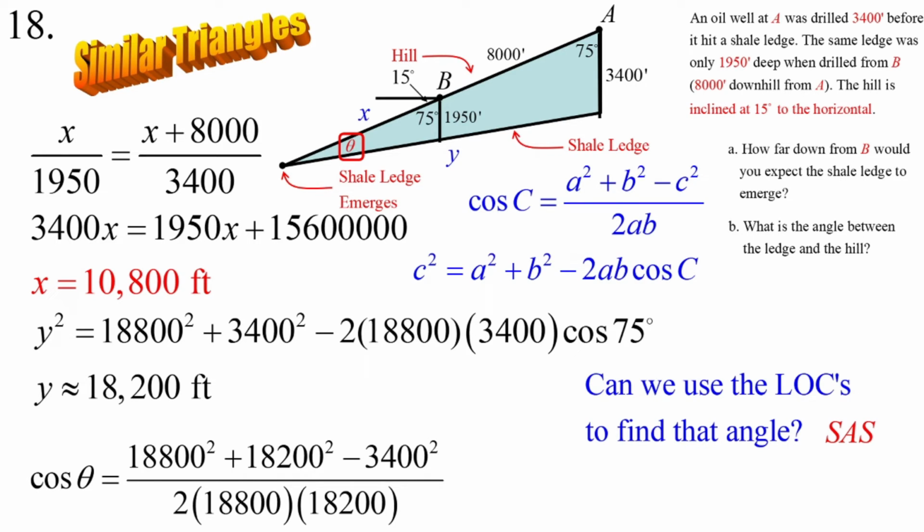now you have to think like a calculator here too. If I go 2 times 18,800 times 18,200, my calculator's not going to understand, so I'm going to put this divisor in parentheses too. Parenthesis, after my division symbol, 2 times 18,800 times 18,200, and close the divisor and close my inverse cosine.